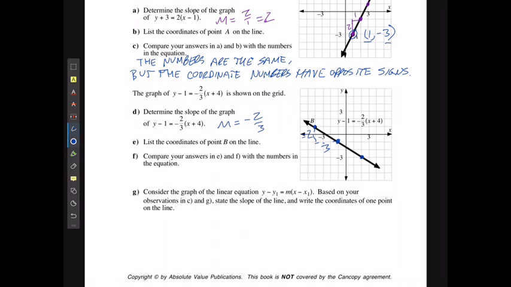If I'm listing the coordinates of B, well, point B here is at negative 4 and positive 1. Compare the answers in E and F with the numbers. It's the same thing that I found in C. Numbers are the same. Coordinate numbers have opposite signs.